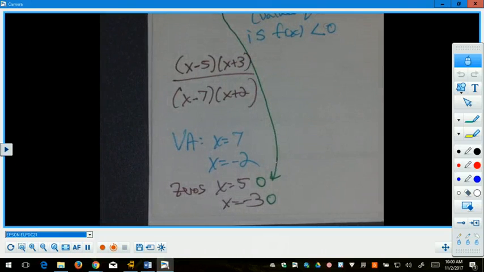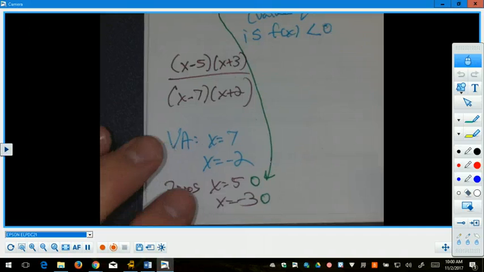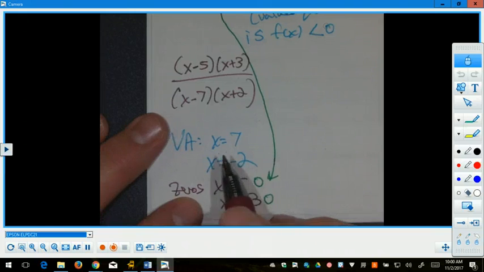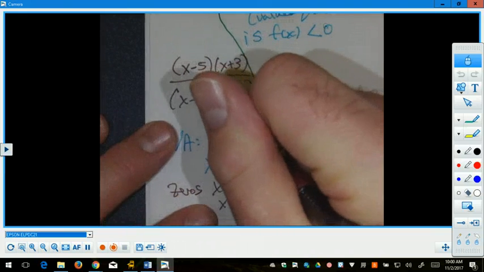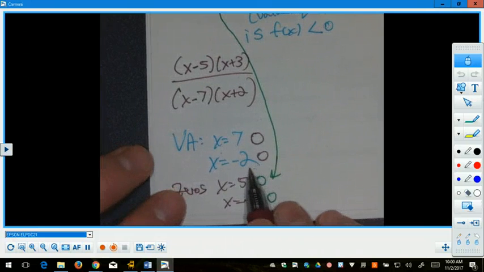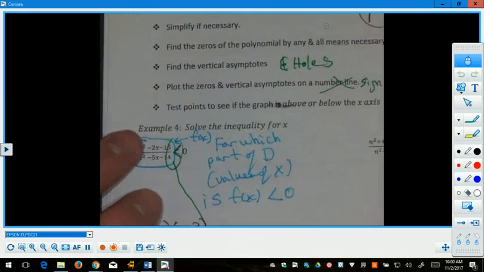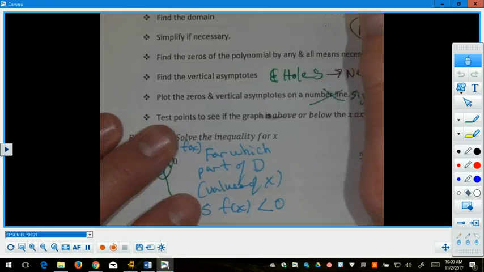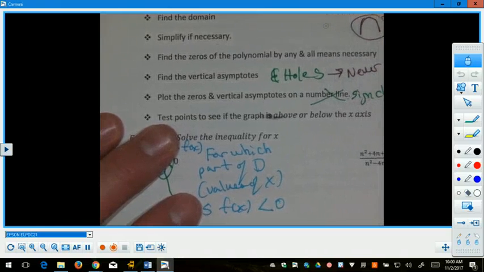But the vertical asymptotes, those don't have any points, right? They're not really above or below the x-axis. So I should also do open circles for those because they're never part of my solution set. Something to be aware of: vertical asymptotes and holes are never part of the solution set.